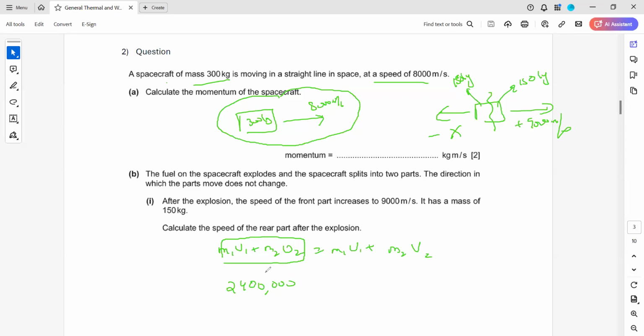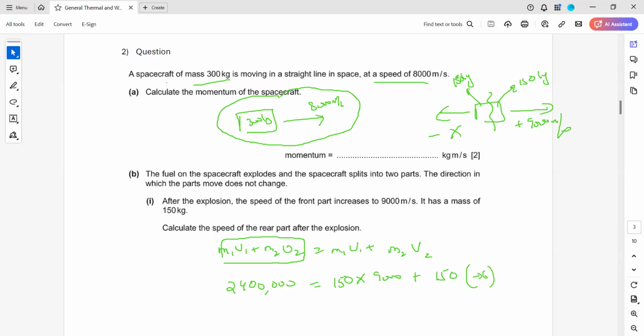2.4 million will be the initial momentum. So this whole is 2.4 × 10^6, you can also say. m1 is the mass of, for example, the front part, and the speed at which it moves is 9,000. m2 is the mass of the second part, but its speed is minus x. Why are we taking minus x? Because it moves in the opposite direction. If it moved in the same direction, we'd take plus x. But because it has moved in the opposite direction, we have to take minus x.